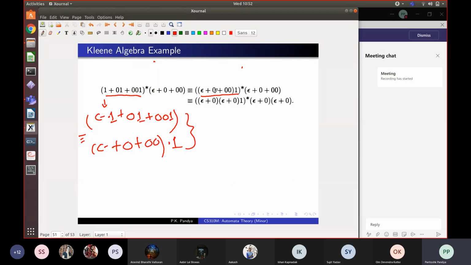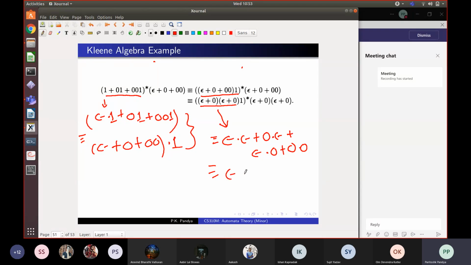He actually factorizes this red part into these 2 parts. Why? Using distributivity. So you take the lower red part, and by distributivity, this will be same as epsilon dot epsilon plus 0 dot epsilon plus epsilon dot 0 plus 0 dot 0 and 0 dot epsilon dot epsilon. So this red thing will be equivalent to this.